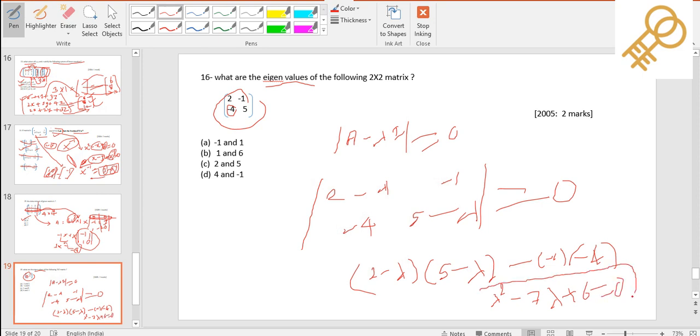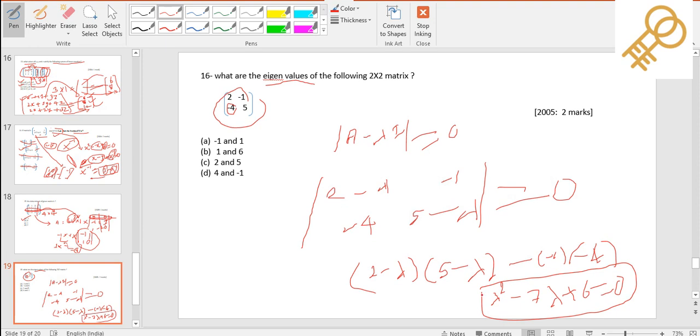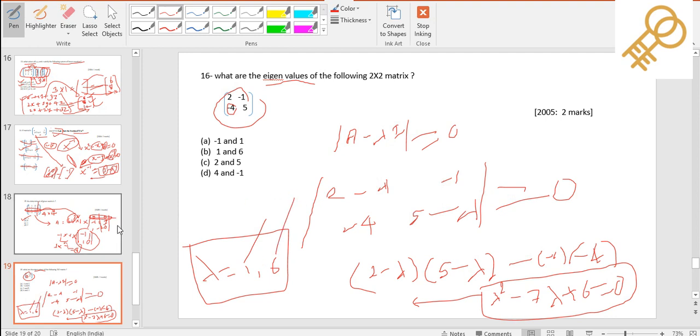And when you solve this quadratic equation, you'll be getting two values of lambda, and those values will be 1 and 6, right? So this is our eigenvalue. And if you want to find the eigenvector corresponding to this, I have explained that in the last to last question, so you can follow that.